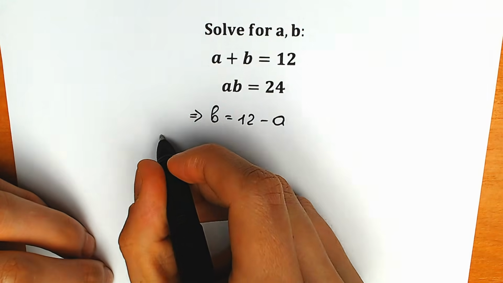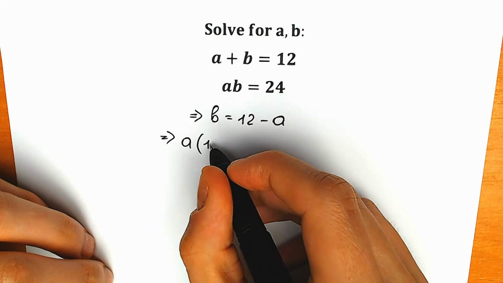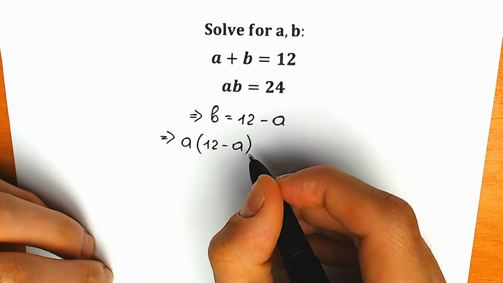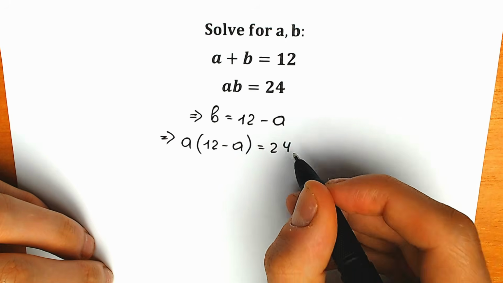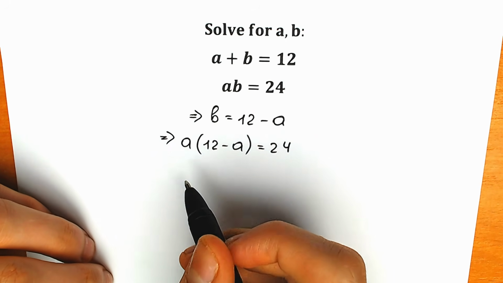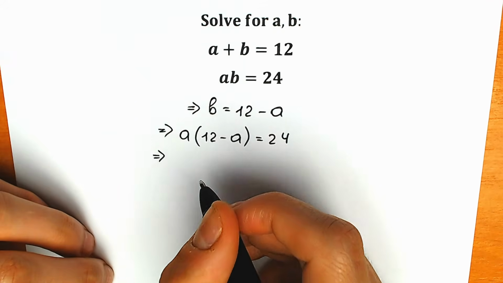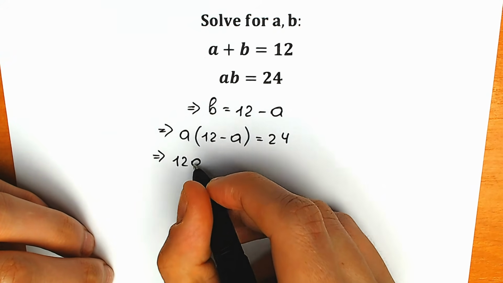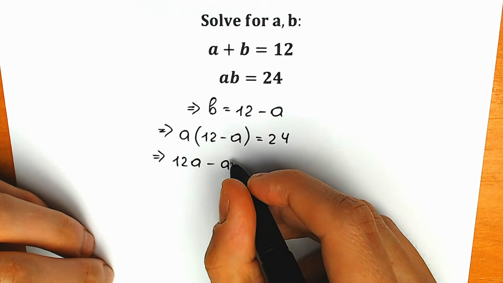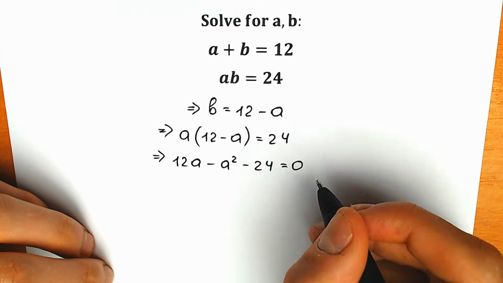So let's do it right now. We have a times 12 minus a equal to 24. And right now let's simplify it. We have a classic equation with only one variable. So let's multiply a by these parentheses. We have 12a minus a squared and minus 24 from the right side equal to 0.